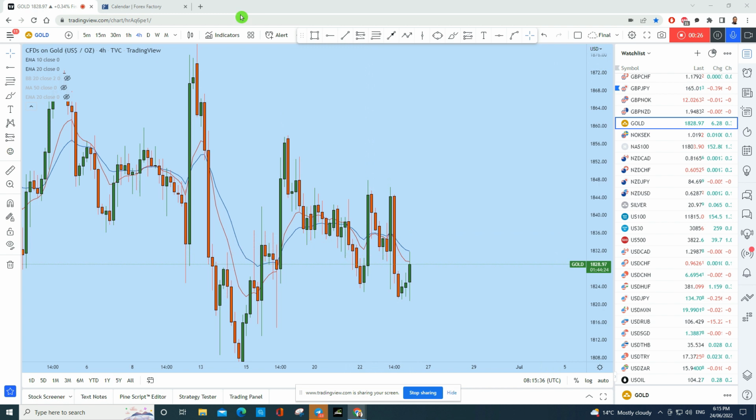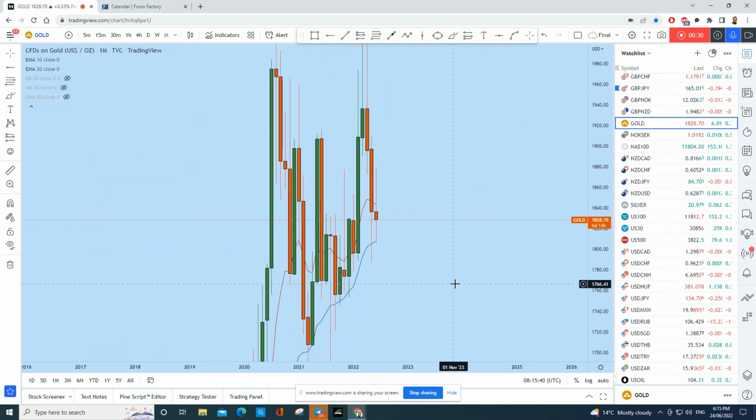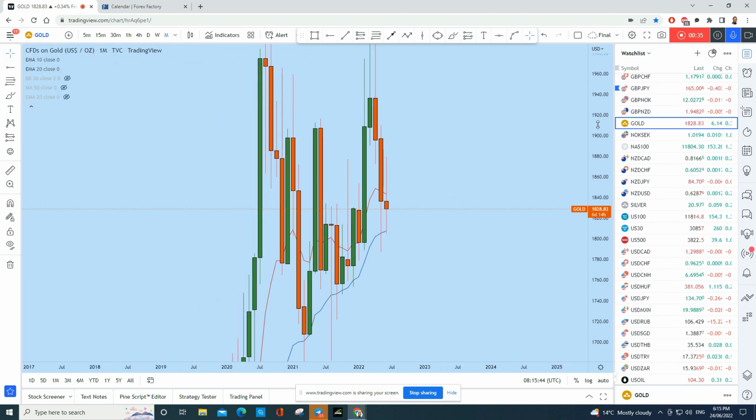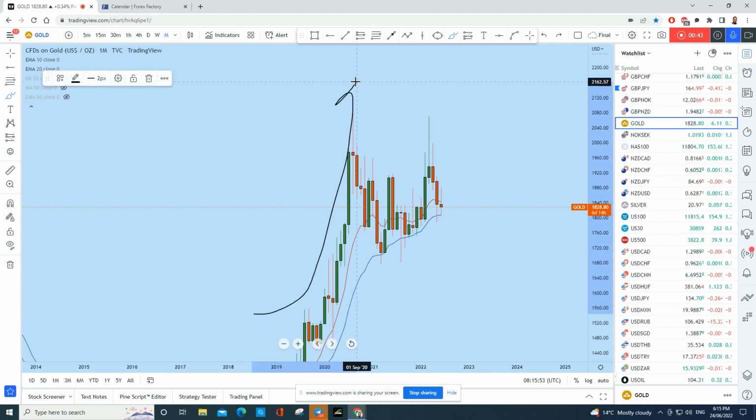Now, first of all, let's look at the bigger picture, the monthly time frame. Monthly, weekly, higher time frames will give you a direction in the market. Now, if you look at the monthly candlestick pattern, we see that gold basically is in a bearish move, though it is a long term historically bullish market.